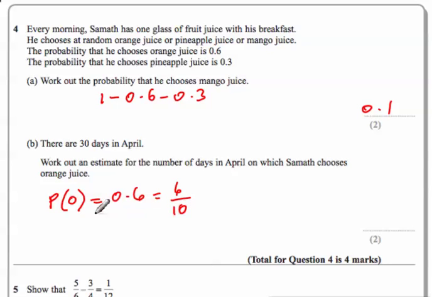So in other words, if he was choosing a drink 10 times, then you would expect him to choose orange juice 6 out of 10. So if he's choosing a drink 10 times, then you would expect him to get 6 orange juices, basically. Now what we need to do is think, well, what if it was 30 days? So in other words, we want it to be out of 30.